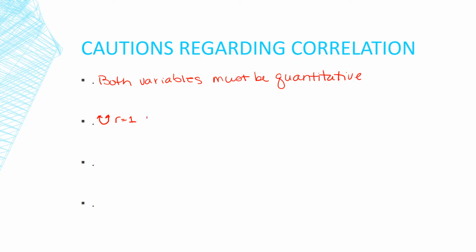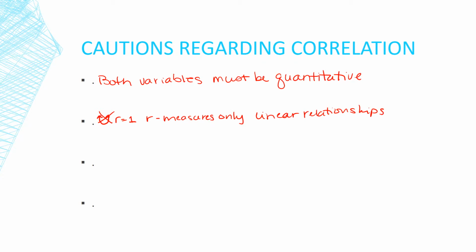So R measures only linear relationships. So you always have to make sure that you check to make sure that the graph is linear. So while this is true, the fact of what R does doesn't help us in a nonlinear environment.